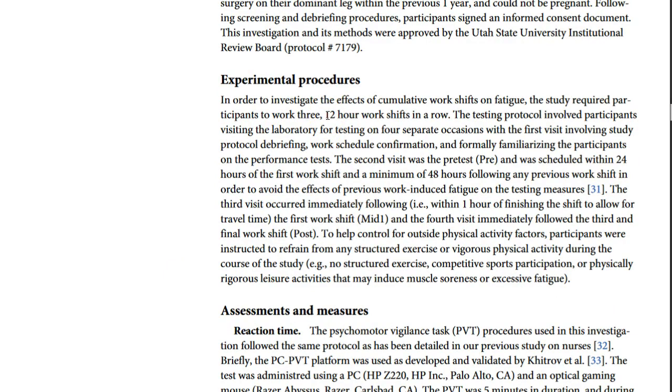first shift. And then, see here, the second visit was a pretest and was scheduled within 24 hours of the first work shift, but 48 hours after any previous shifts. So they're going to measure them before they do a 12-hour shift. Then they're going to measure them after the first 12-hour shift. And then they're going to measure them after a third shift in a row. So they're measuring them before, 1 shift, and 3 shifts. So that's how they're controlling for the study factor.